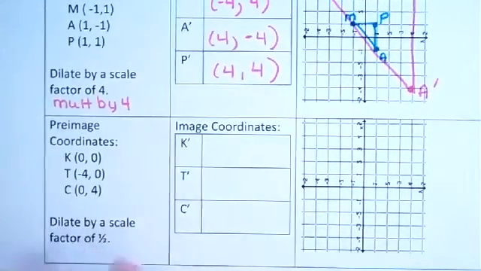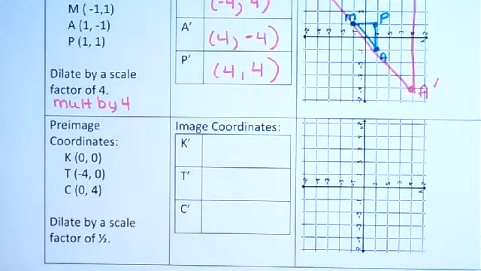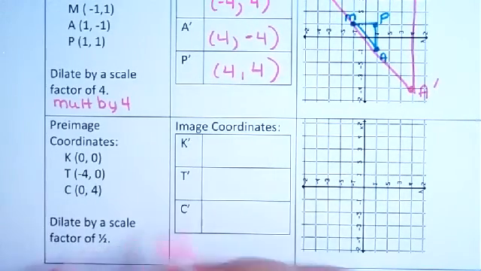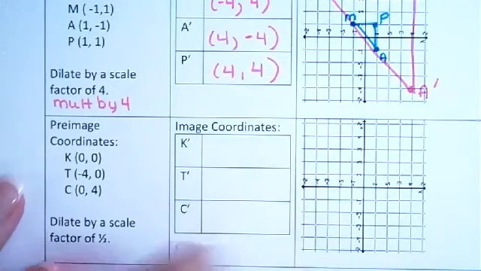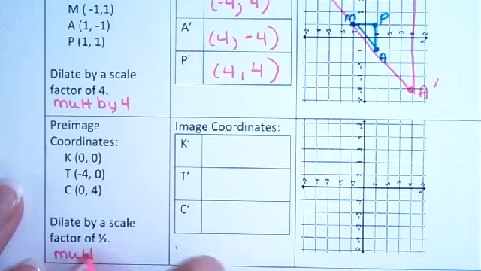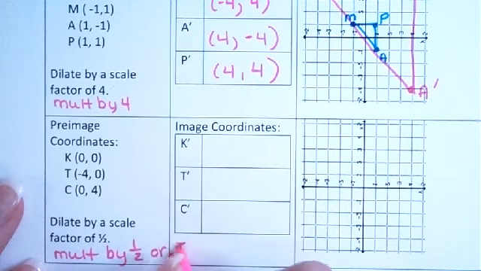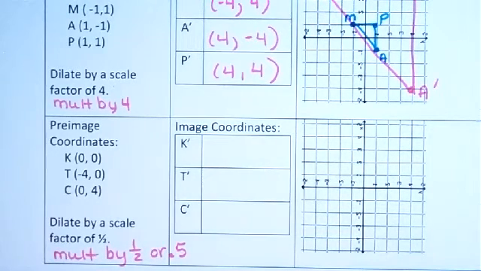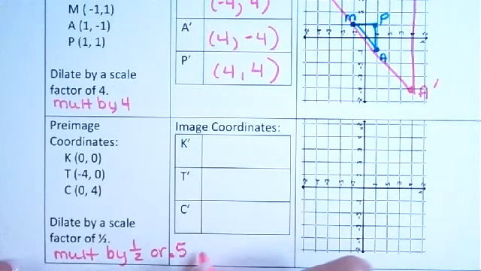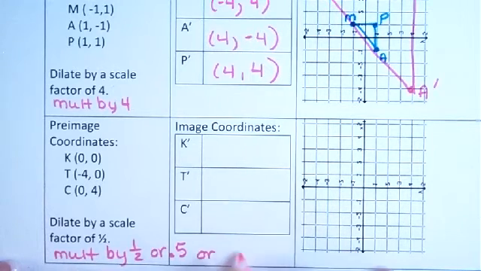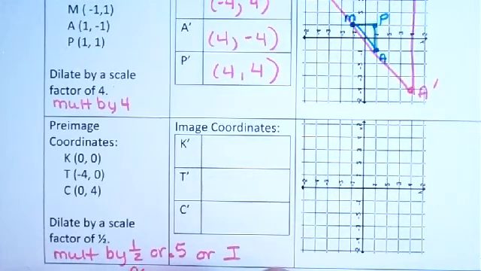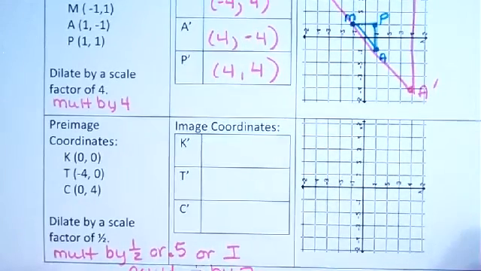Okay? So what I'm going to do first is multiply. Now I'm going to multiply by 1/2, or I can multiply by 0.5. Okay? I could also think about it another way. Or I could divide by 2, because we know multiplying by 1/2 is the same thing as dividing by 2.